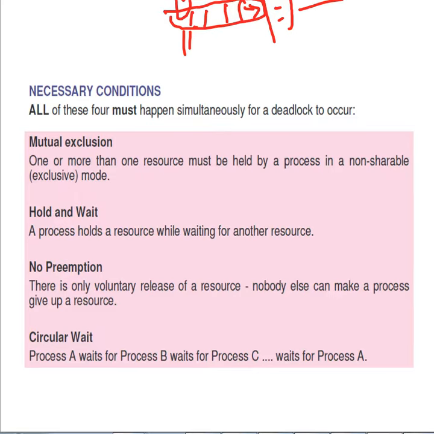Now these are the four important conditions for a deadlock to occur. All of these conditions should be true. All four must happen simultaneously for a deadlock to occur. The first one is mutual exclusion. That means one or more resources must be held by a process in a non-shareable, exclusive mode.